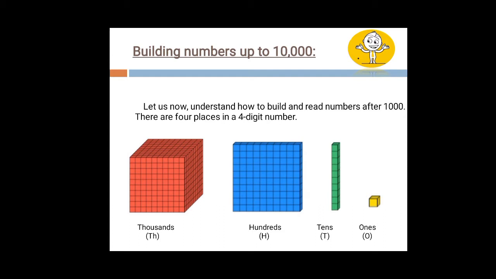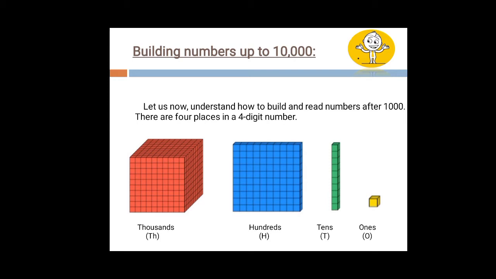There are 4 places in a 4-digit number. In the previous grade you have learned that there are 3 places in a 3-digit number. Now whenever we write a 4-digit number, there will be 4 places. So the first place will be of thousands. Here you can see one red cube of thousands and we denote thousands as TH.